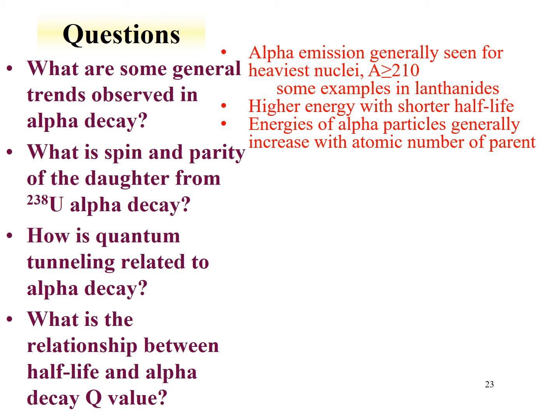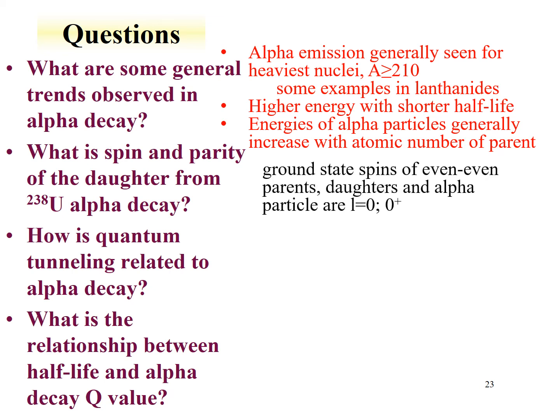The other trend is that the higher energy alpha decays tend to have shorter half-lives, and that the energy of an alpha particle generally increases with the atomic number of the parents. So as we go higher and higher along the periodic table or in the chart of the nuclides, we'll see that alpha decay energies generally increase. So what is the spin and parity of the daughter from a uranium-238 alpha decay? Well, we discussed this earlier. We gave an example with thorium-228. The ground state spins of even parents, daughters, and alpha particles are all 0, and so the daughter will tend to be 0 plus.